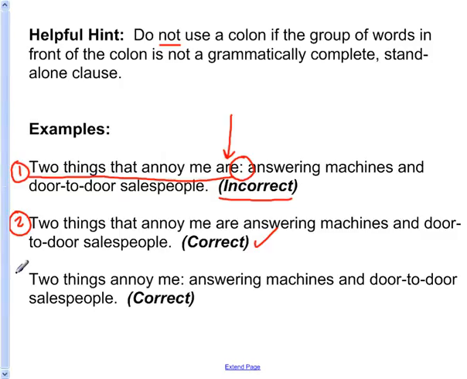Correct. If we want to use a colon for this idea, number 3 is a correct use of a colon. 2 things annoy me: answering machines and door-to-door salespeople. Here, we're introducing some examples, and the other criteria for the use of a colon is met. In front of the colon is a word group that is a grammatically complete standalone clause. 2 things annoy me.